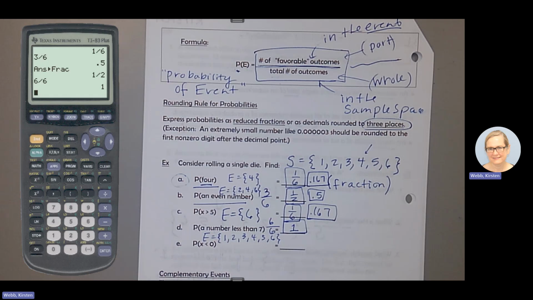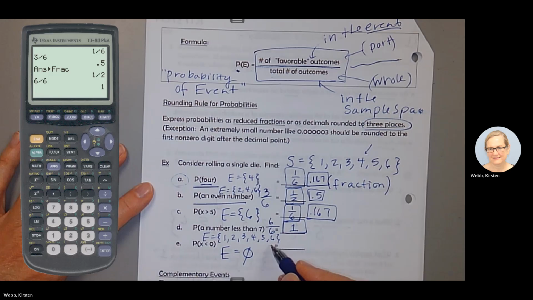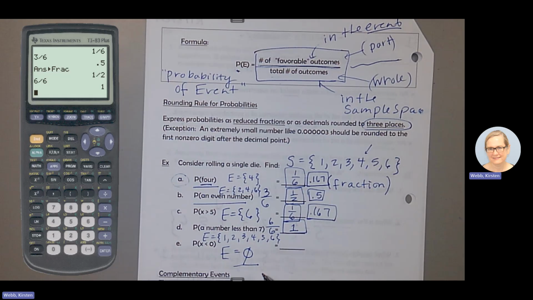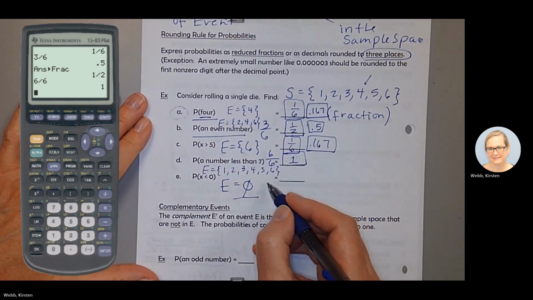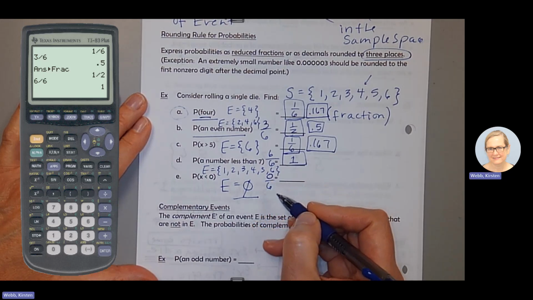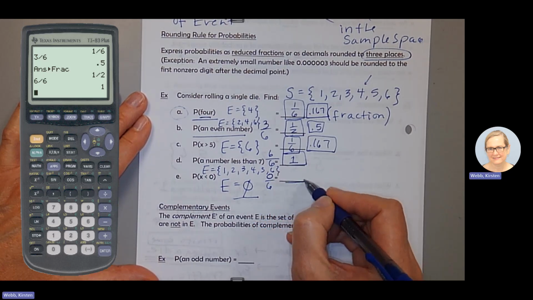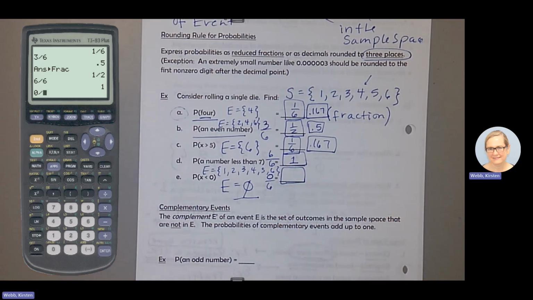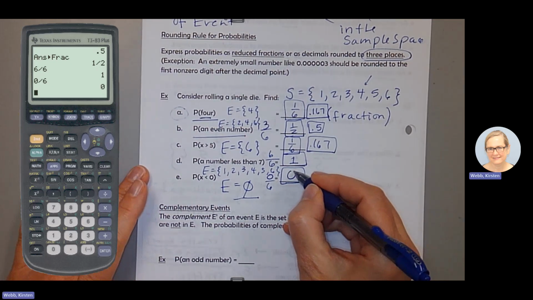So what could you roll on a die that would be less than 0? Can you roll a 0 on a die? No. Is 0 less than? You can't roll anything, can you? That would be less than 0, like negative. So I'm saying there's nothing in the event. What would that mean about the probability? What are you going to divide by 6? If there's nothing that fits the criteria, 0 divided by 6, and what does that make? It does. 0 divided by 6 makes 0.